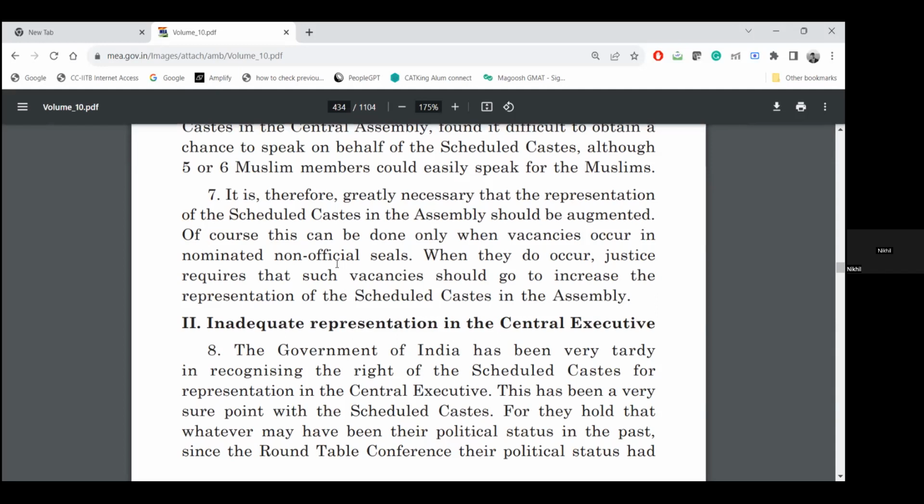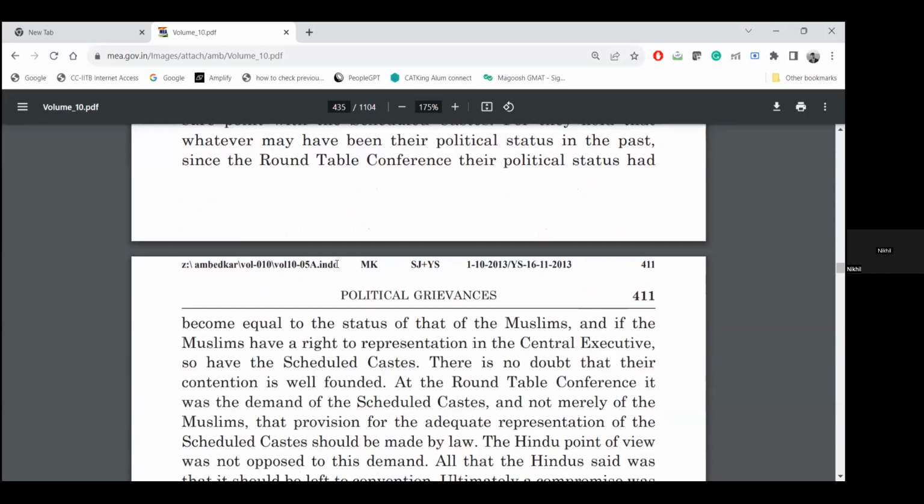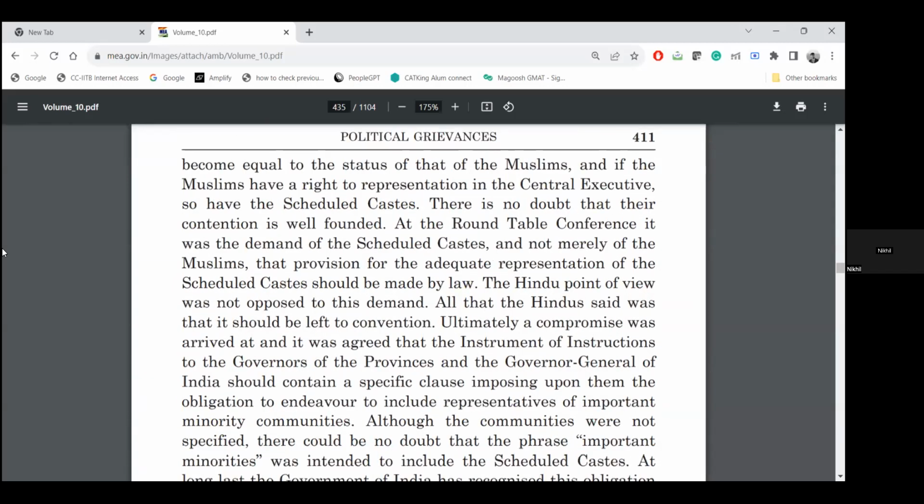We have to read part two, inadequate representation in the central executive. So I'll start. Point number 8: the government of India has been very tardy in recognizing the right of the scheduled castes for representation in the central executive. This has been a sore point with the scheduled castes, for they hold that whatever may have been their political status in the past, since the Round Table Conference, their political status has become equal to that of the Muslims. And if the Muslims have a right to representation in the central executive, so have the scheduled castes.